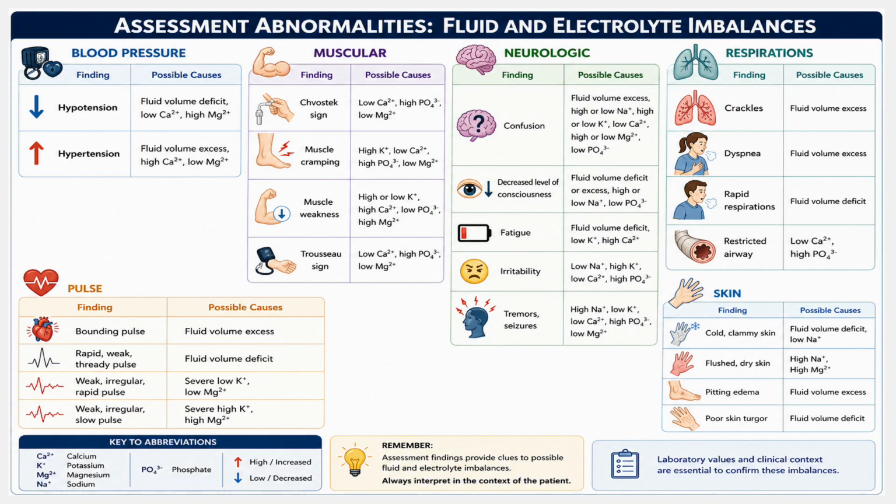And so, for example, let's just cover blood pressure. Hypotension, decreased blood pressure, right? What could possibly cause it? Fluid volume deficit, low calcium, high magnesium, right? Hypertension. What could be the problem? Fluid volume excess, high calcium, low magnesium. So there are so many different reasons behind each of these symptoms that we see. So please review this, and take a few minutes to try to understand what's going on behind each of these symptoms.